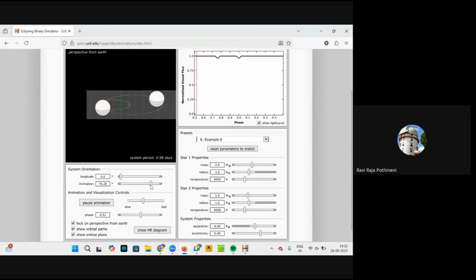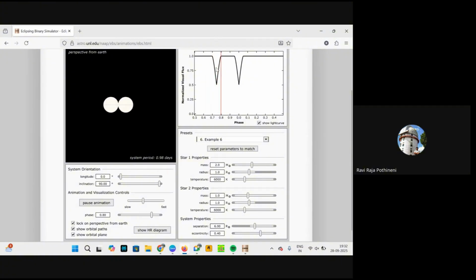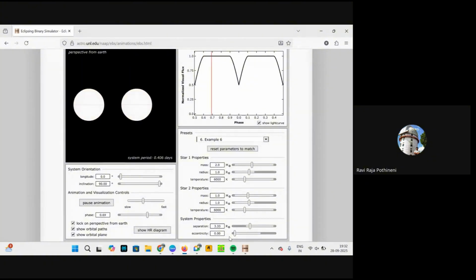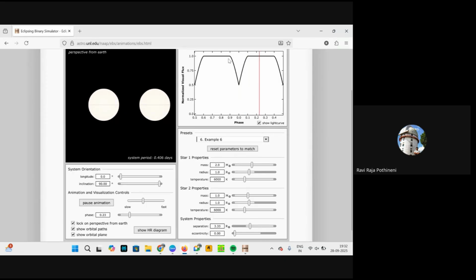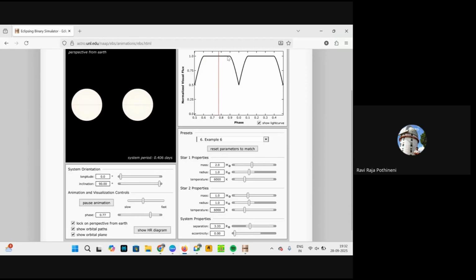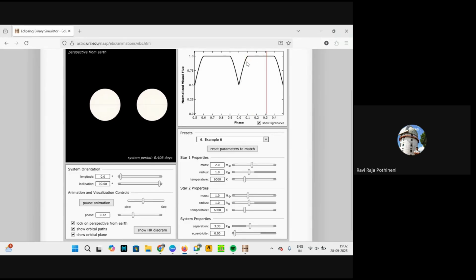Now let us put it to 90 degrees, and this is how the light curve looks. Here the masses: one of them is two solar masses, the other one is one solar mass. Now let us play with this. I will decrease the separation, and make it a circular orbit. Now I have made it a circular orbit, and you can see how beautiful the light curve is. Whenever the eclipse is happening, there is a dip, a fall in the brightness. And whenever it is leaving the eclipse, there is a rise in the brightness again.